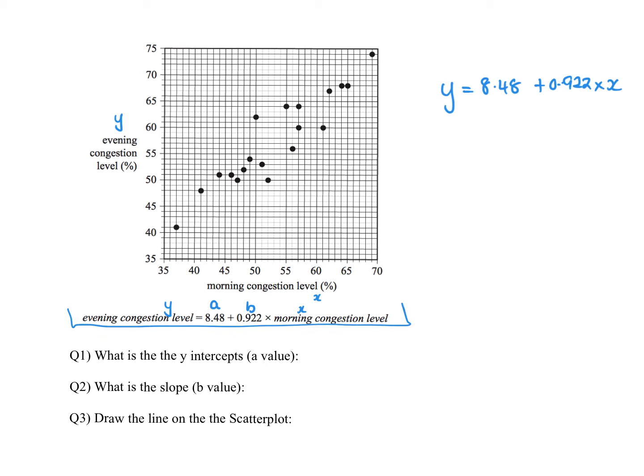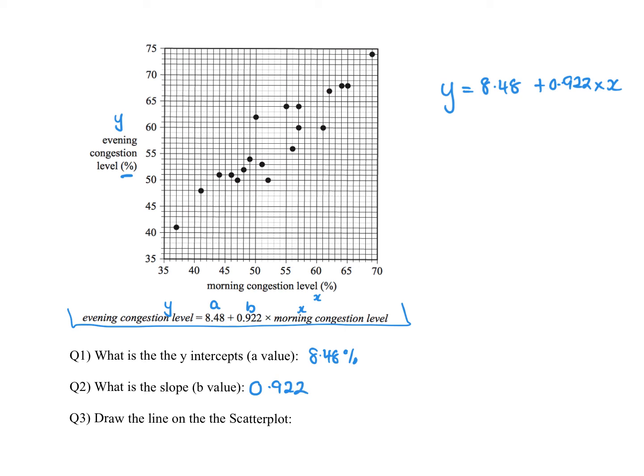Okay, so what is the y-intercept in this case? We can see it's the 8.48, and it was percentage again. That was the units they were talking about. I think this is traffic congestion. What is the slope? They're just checking that I can read off those values, which I can.